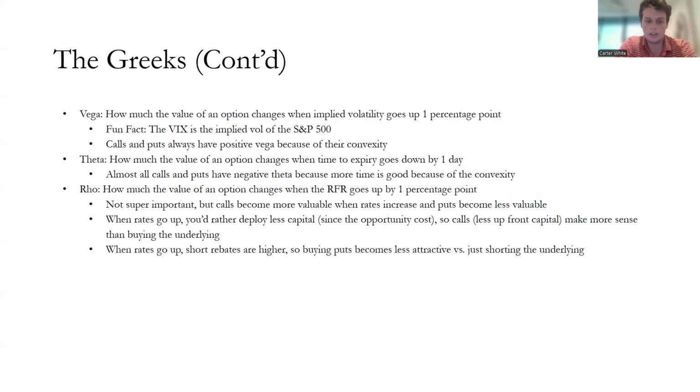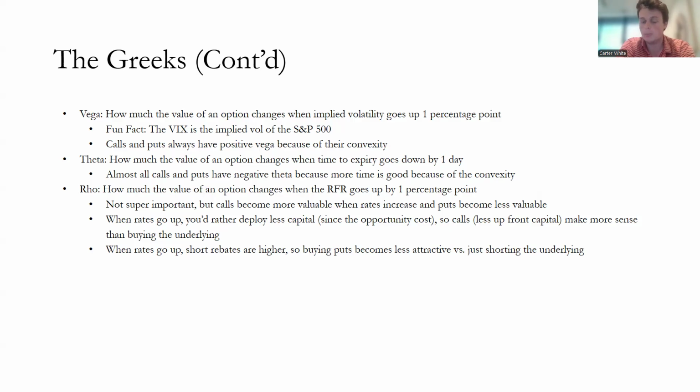Theta is how much the value of an option changes when time to expiry goes down by 1 day. You always want more days on your options, just going back to the restaurant reservation and the insurance. So as time goes on, all else equal, options go down in value. And then rho is how much the value of an option changes when the risk-free rate goes up 1 percentage point. Kind of interesting, but not super important.